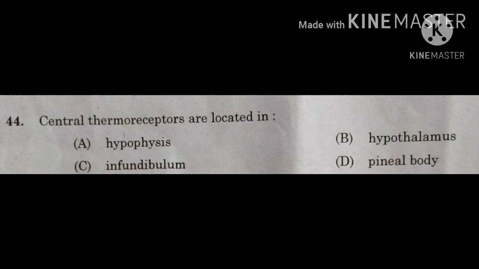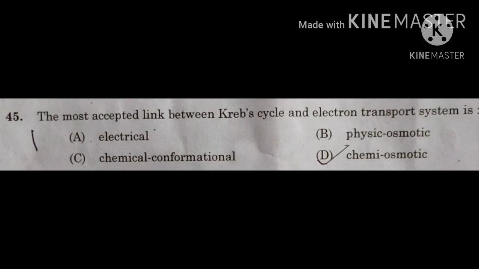Hence, the correct answer for this question is option B, hypothalamus. Let us move to the next question. The most accepted link between Krebs cycle and electron transport system is: option A, electrical; option B, physico-osmotic; option C, chemical conformational; and the last option, chemi-osmotic.